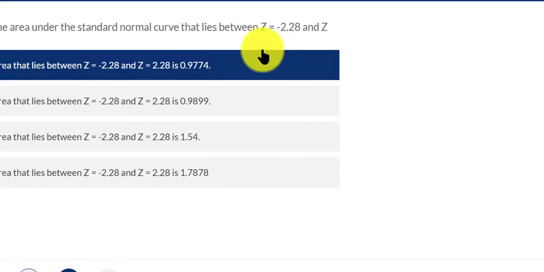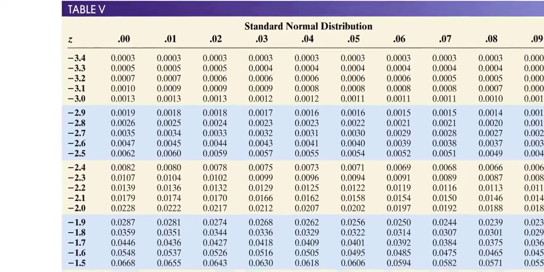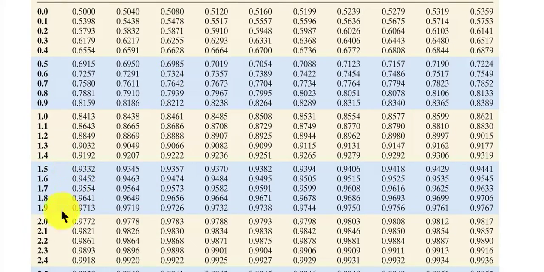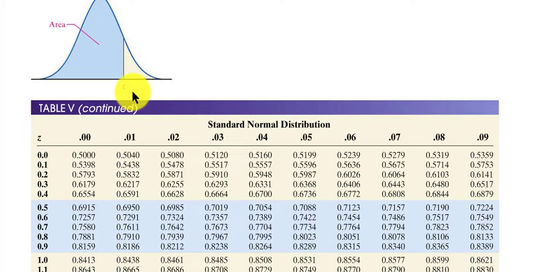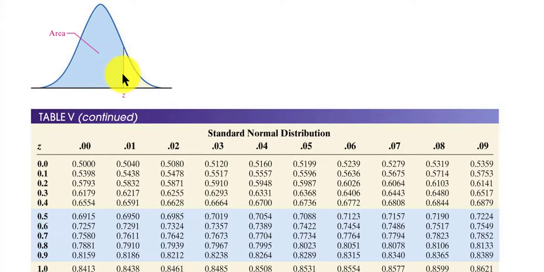And then the other value was a positive 2.28. So in my table, I have to actually go to the next page, and I go to positive 2.28, and you'll see another value. This is 0.9887. All right, so remember, these values show you the area to the left of your point. So when I go to 2.28, this 0.9887 value is essentially the area from this value all the way to the left.